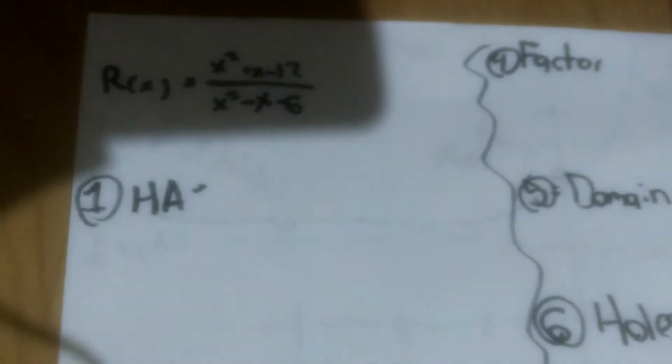In this video I will show you how to make a solution to a rational function. So we have the rational function x squared plus x minus 12 divided by x squared minus x minus 6. So the first thing we are going to make is to get the horizontal asymptote.